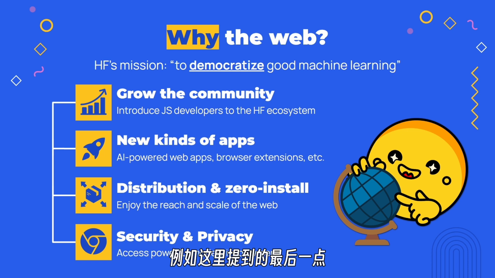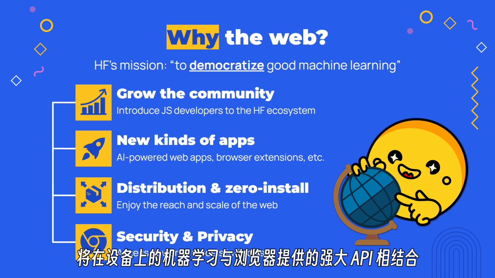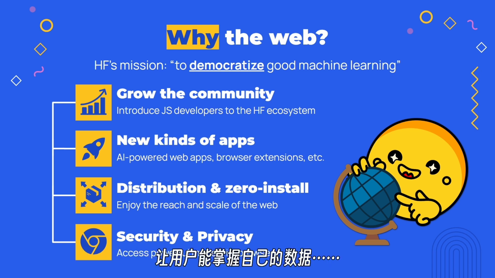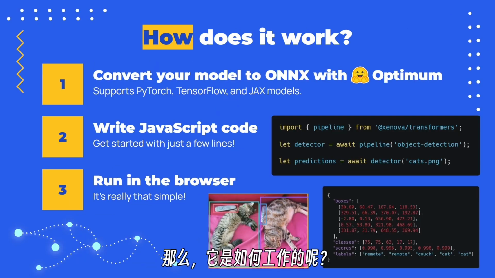The last point I've noted here, which certainly doesn't account for an exhaustive list, aims to highlight what this means for the end user. Combining on-device machine learning with the powerful APIs that browsers provide empowers users to take control of their data, and Hugging Face is a huge proponent of this. So how does it work?